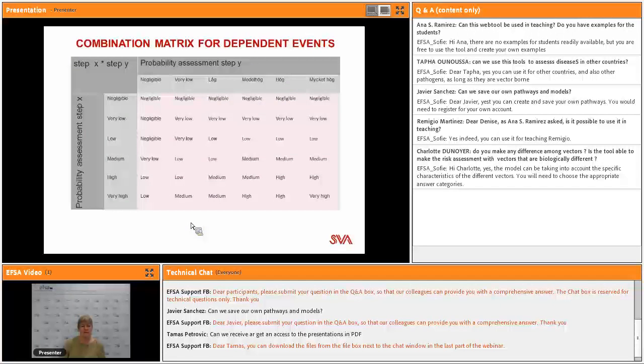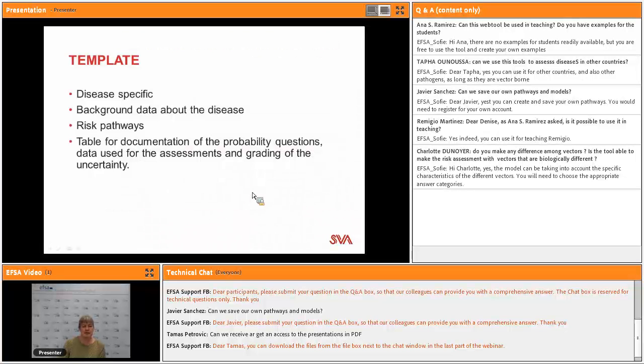And this is a table of this combination matrix that I was talking about. And the way to use it is that you take the probability assessment from the first step and the probability assessment from the second step and look in the table where you end up. So, getting back to the template, it consists of a description of the disease, a risk pathway for this disease, and a table for documentation of the probability questions that are connected with the risk pathways.